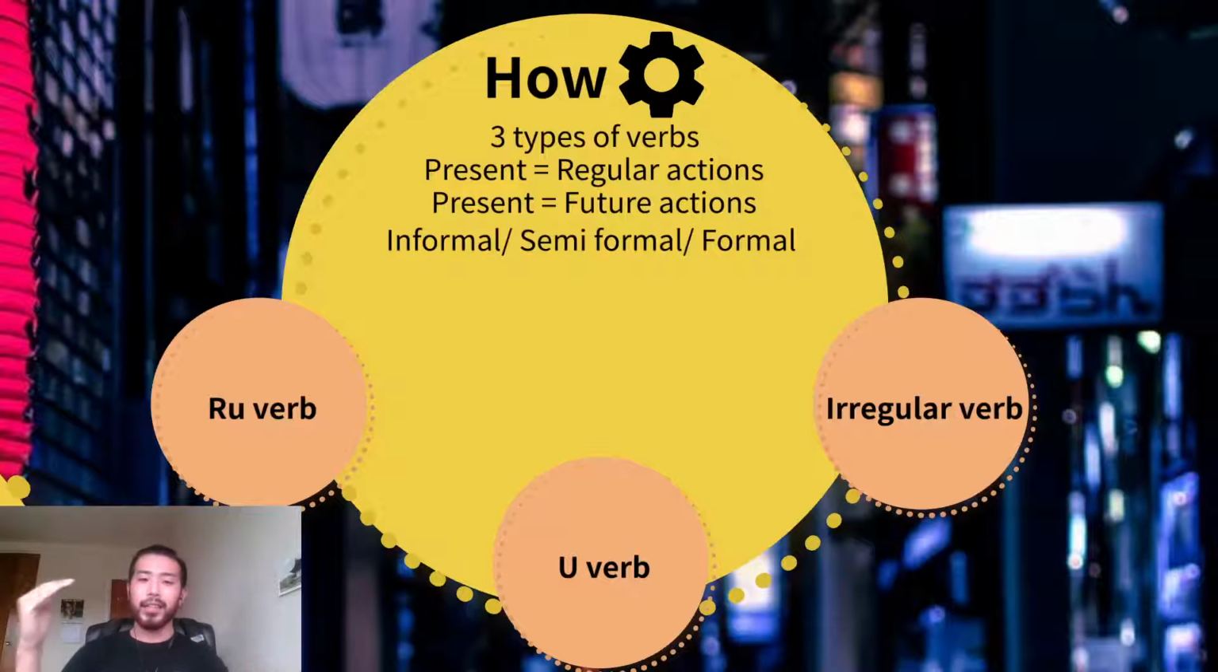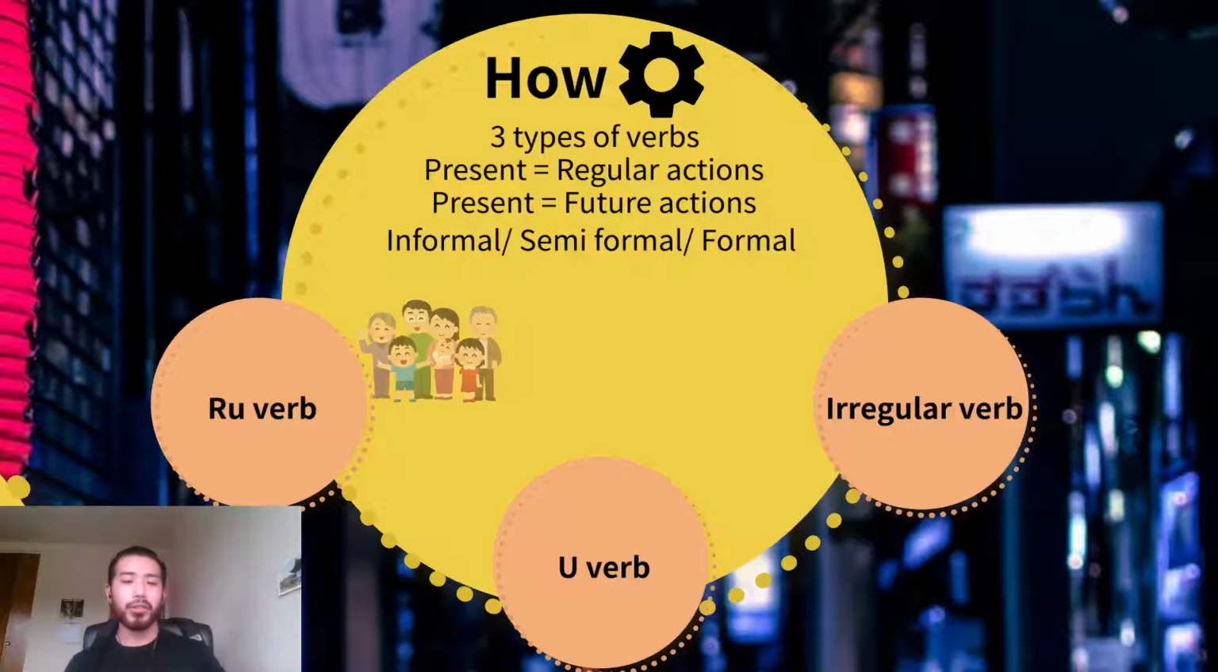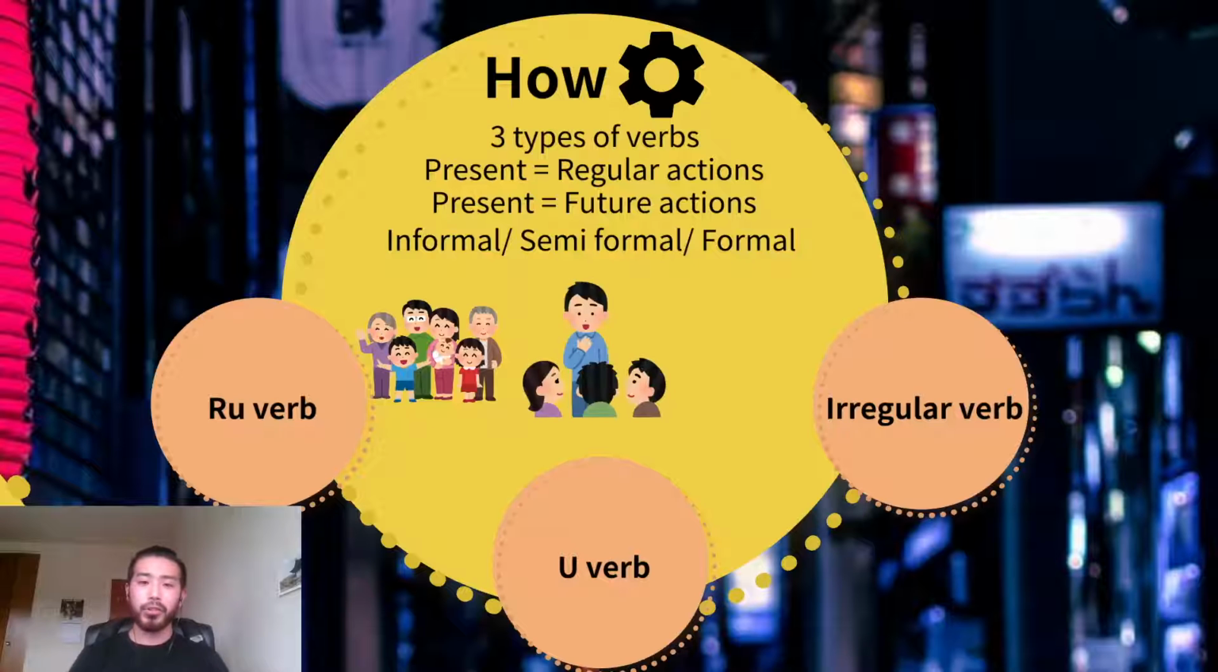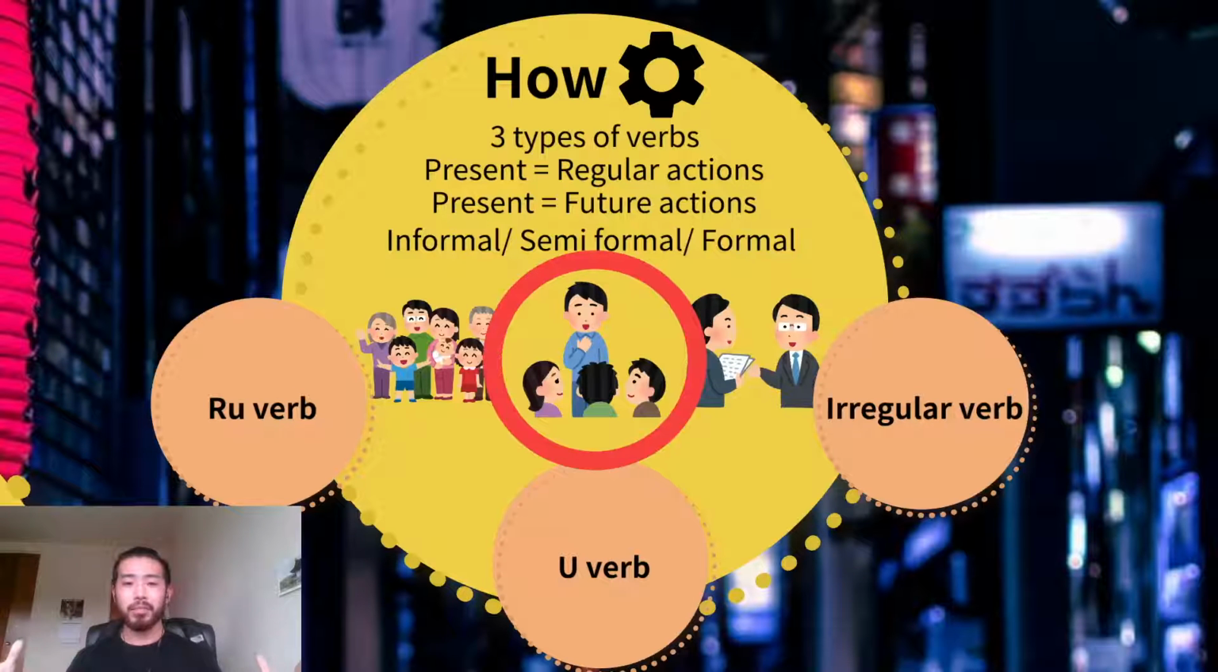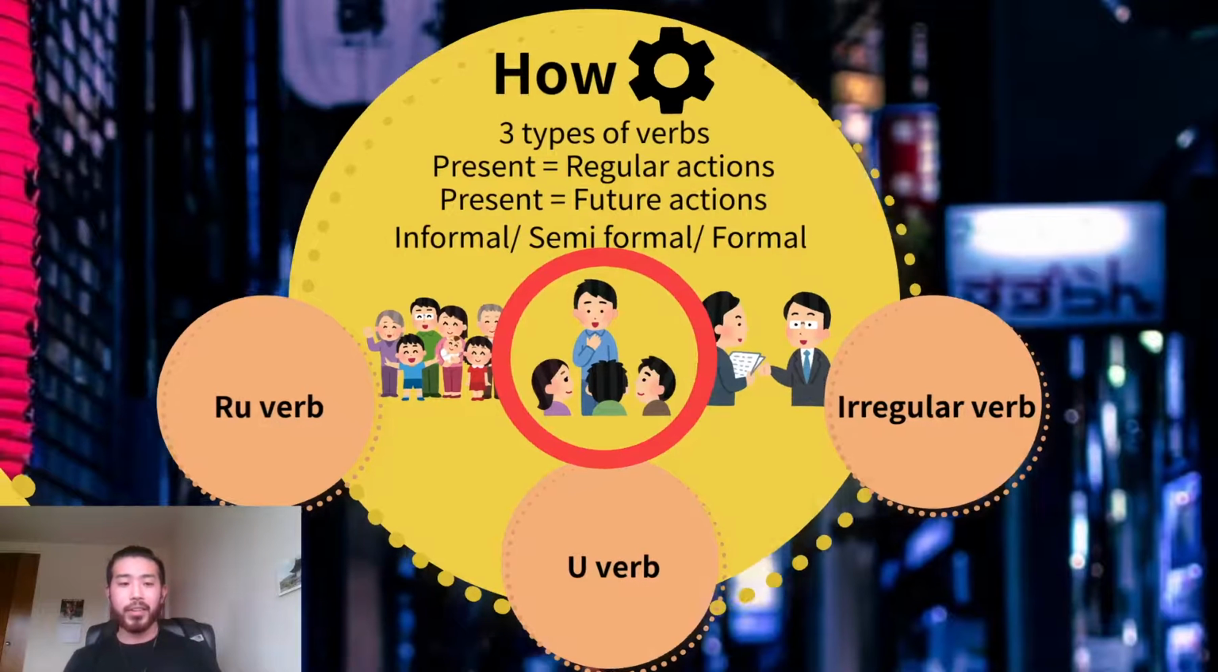Then there are different types of formality in Japanese. Informal is for when you talk to your family or close friends. When you talk to a shop attendant or strangers, you use semi-formal speech. And in a business situation, it has to be even more formal. So in today's lesson, we're going to talk about verb conjugation in semi-formal speech. Let's start from ru verbs.